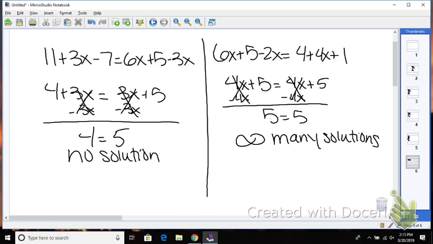So there's a difference. The x's have to go away. You can no longer have an x. But if it's not true, it's no solution. If it is true, it's many solutions. Got it? Okay.